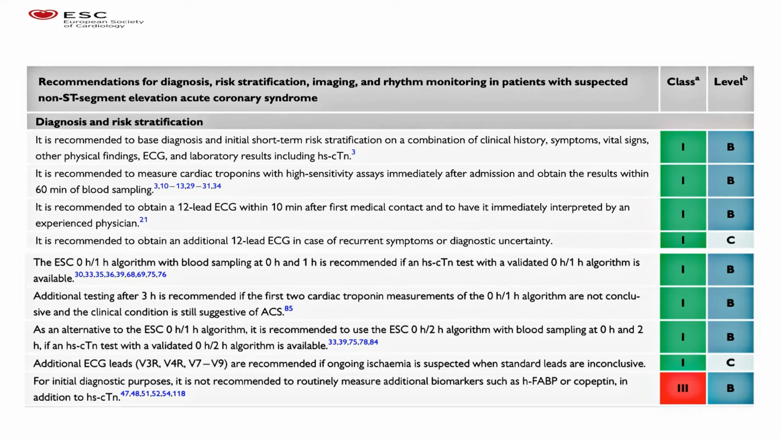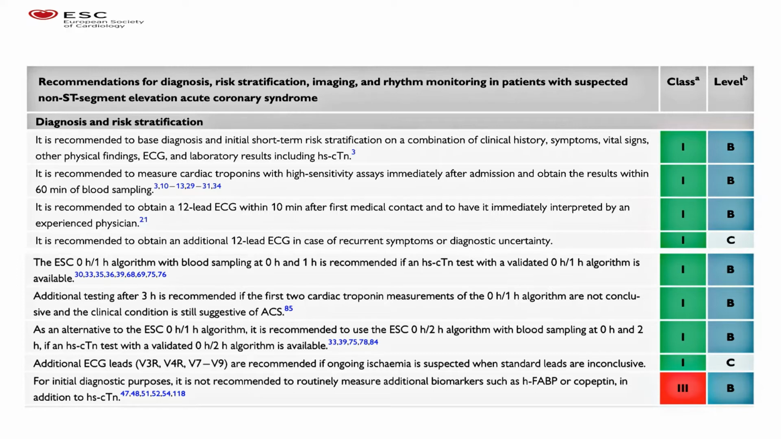Class 1 Level B. As an alternative to the ESC 0-hour/1-hour algorithm, it is recommended to use the ESC 0-hour/2-hours algorithm, with blood sampling at 0 hour and 2 hours, if a high-sensitivity cardiac troponin test with a validated 0-hour/2-hours algorithm is available. Class 1 Level B. Additional ECG leads, V3R, V4R, V7 to V9, are recommended if ongoing ischemia is suspected, when standard leads are inconclusive. Class 1 Level C.